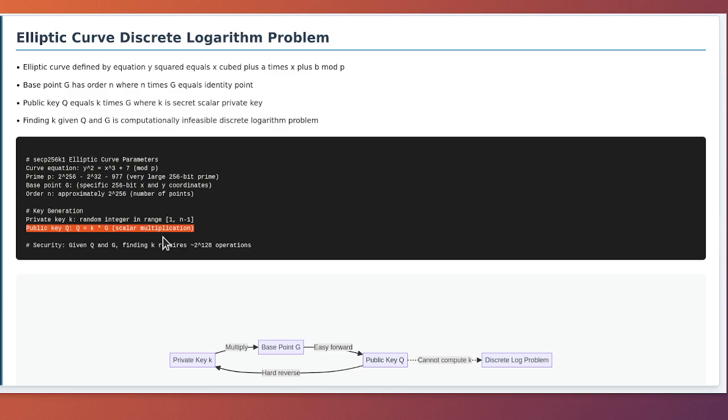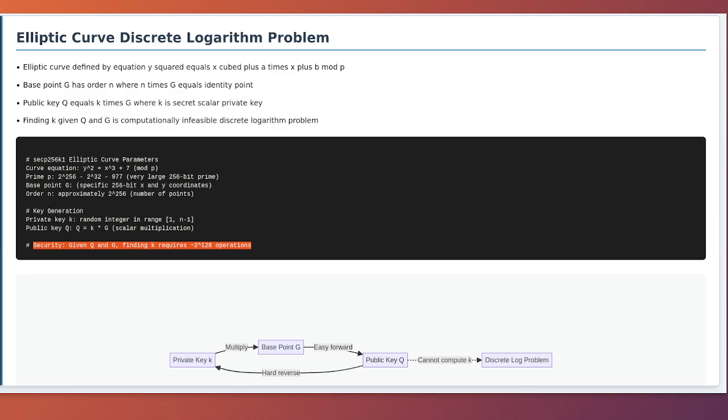The best known algorithms for solving ECDLP have exponential time complexity, requiring approximately square root of n operations, where n is the order of the base point. For a 256-bit curve, this means roughly 2 to the power of 128 operations, which is far beyond the reach of any conceivable computer.